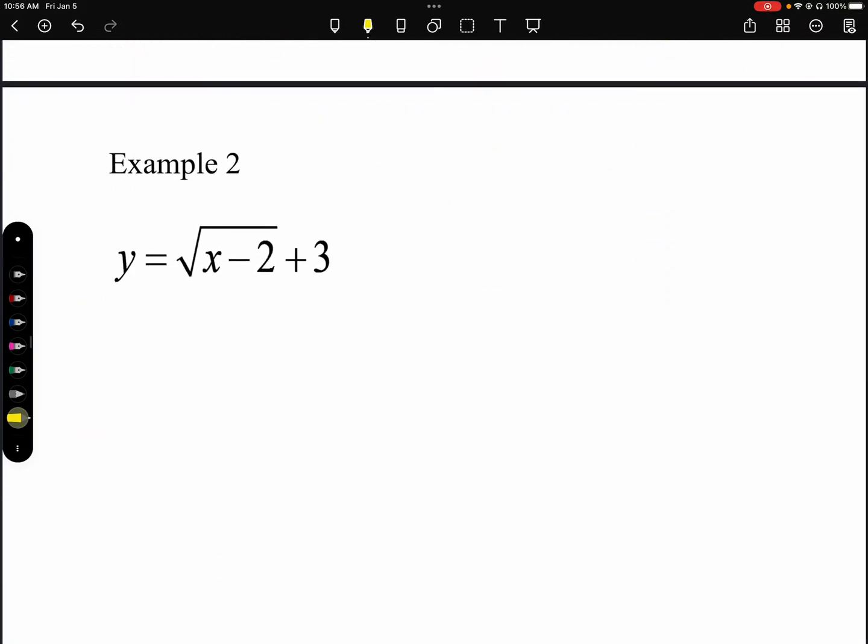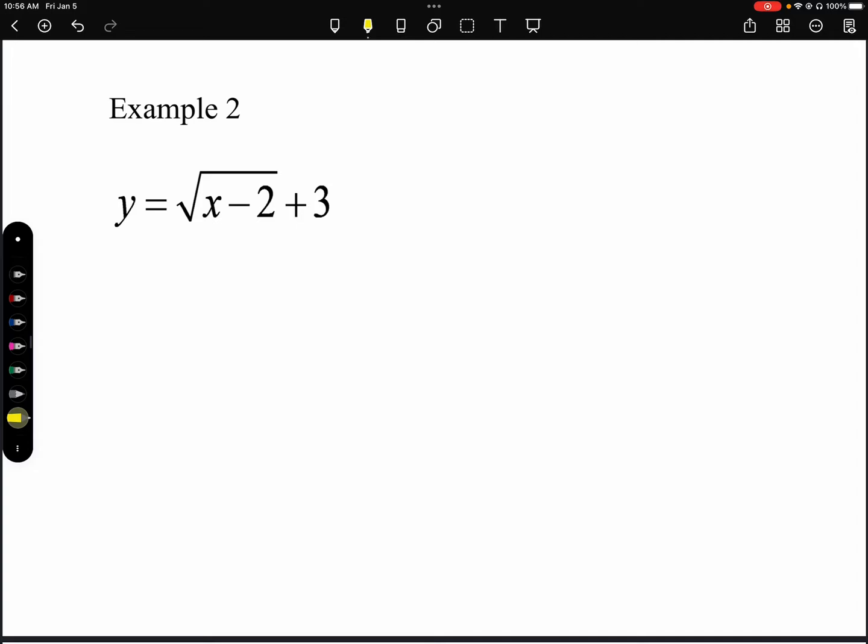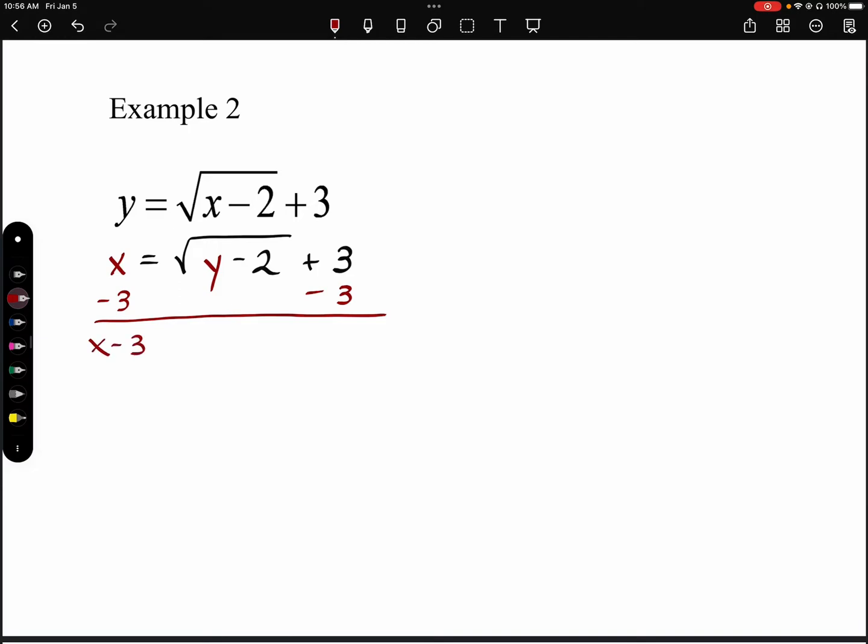Let's try another one. In this example, y is equal to the square root of x minus 2, and then we're going to add 3. So remember, first step, just go ahead and switch your x and your y. And now we are going to solve it for y. And again, y is inside the grouping symbols. So I'm going to go ahead and subtract 3 from each side. So I have x minus 3 is equal to the square root of y minus 2.